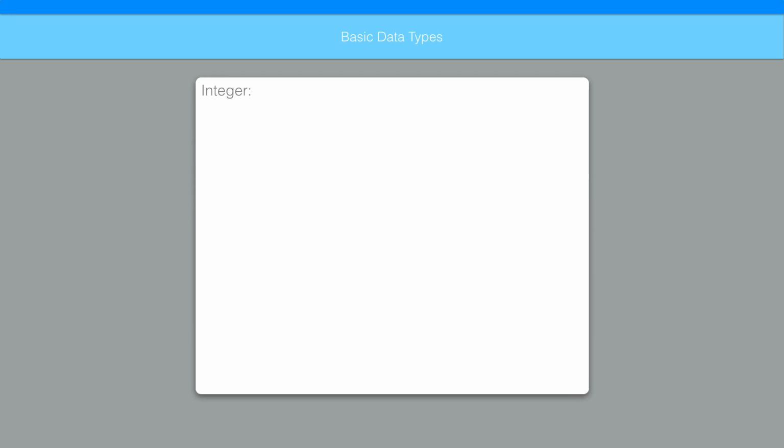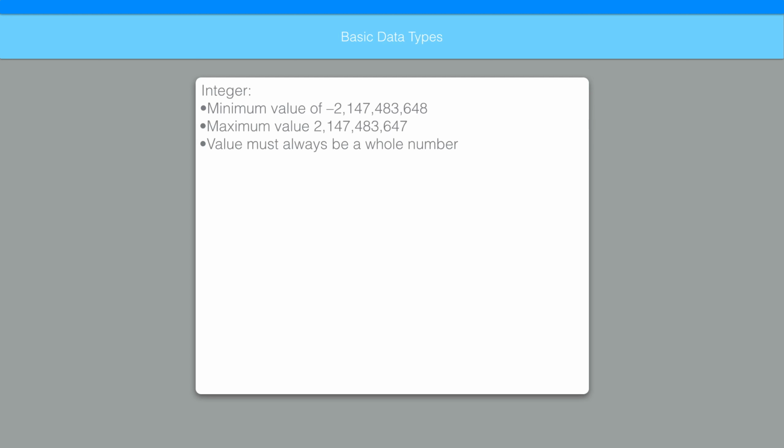Let's start with an integer. An integer has a minimum value of less than 2 billion and a maximum value of more than 2 billion. An integer must always be a whole number. In this example, int x equals 10. 10 is a whole number, not a fraction.